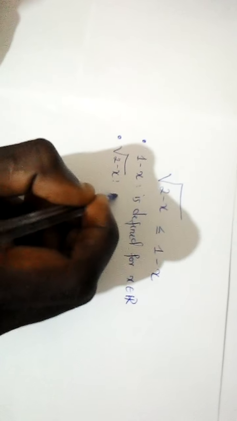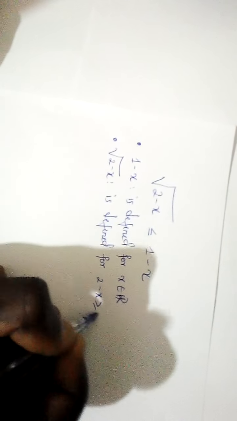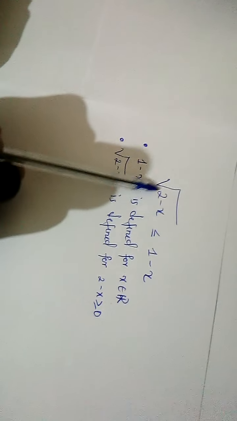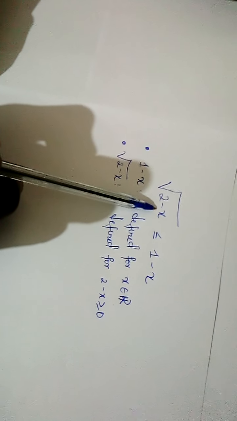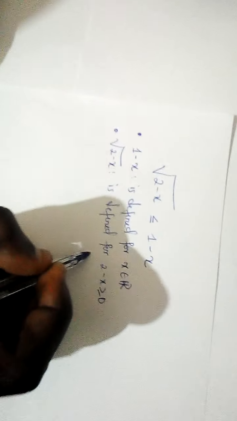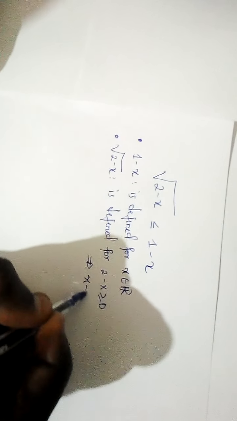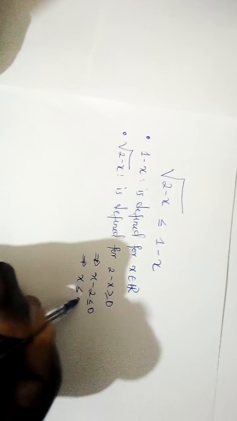Next, you have the square root of 2 minus x. This square root is defined for 2 minus x being greater than or equal to 0. Why? Because for the square root function to be defined, the interior must always be positive and can be 0, since you are dealing with a set of real numbers. So in this case, if I divide all through by the negative sign, I'll get x minus 2 less than or equal to 0, meaning that x is less than or equal to 2.